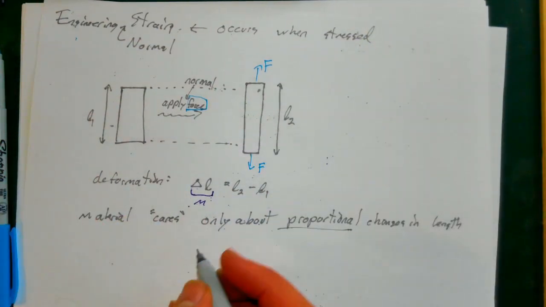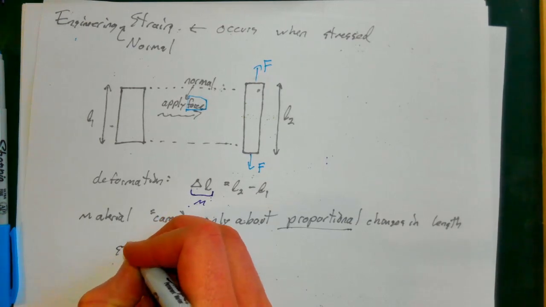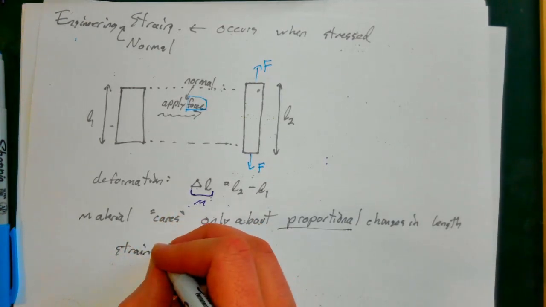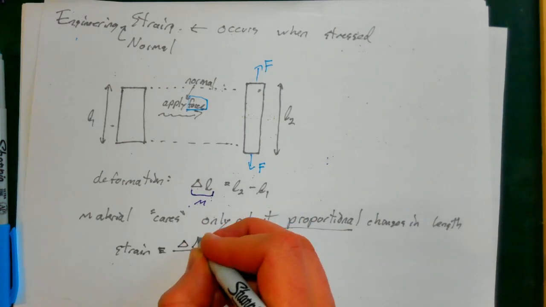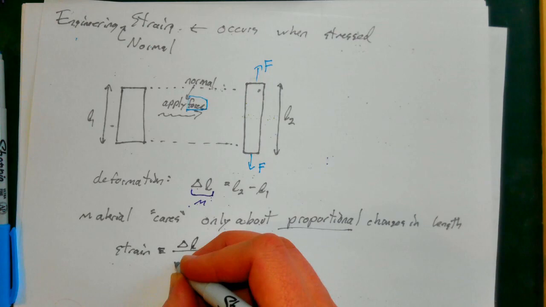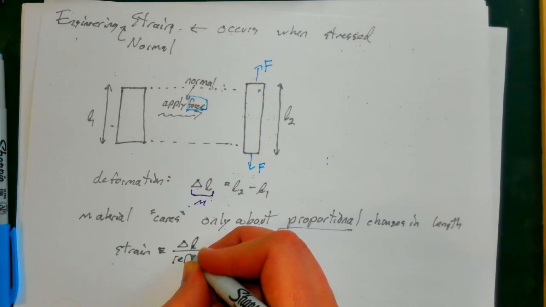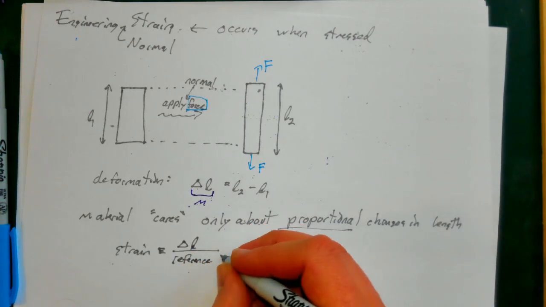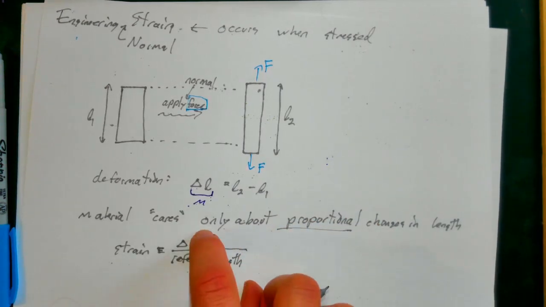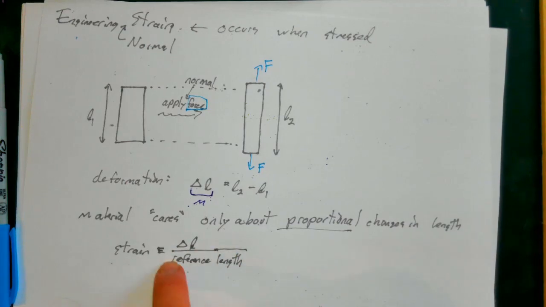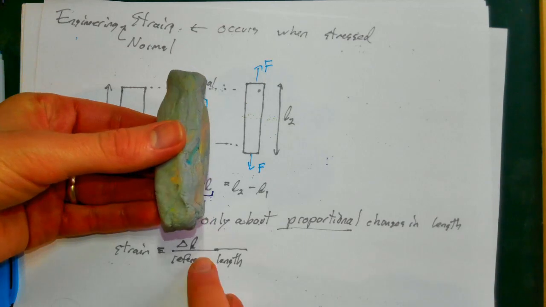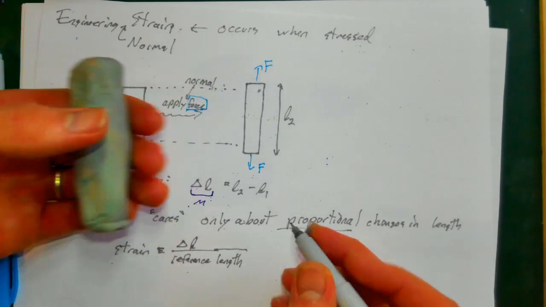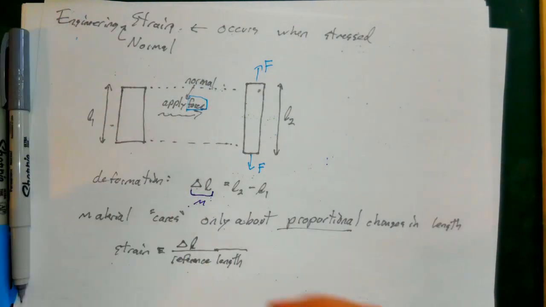And so in general, strain is defined as a change in length divided by some reference length. Basically, if you normalize the change in length as a fraction of some reference length for the material, then it keeps things in proportion.